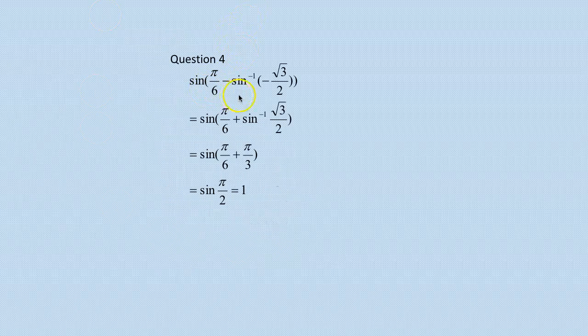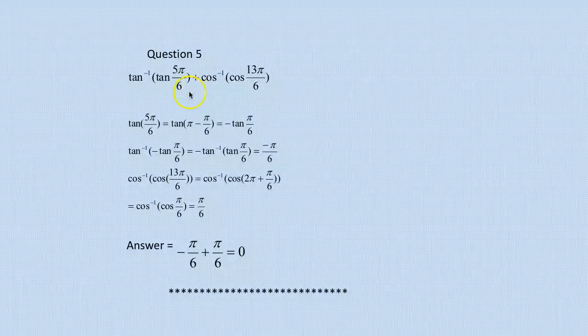So evaluate sin of pi by 6 minus sin inverse of minus root 3 by 2. Sin inverse minus theta is minus sin inverse theta. So this becomes sin of pi by 6 plus sin inverse root 3 by 2. Sin 60, or sin pi by 3, is root 3 by 2. So sin inverse root 3 by 2 becomes pi by 3. So this becomes sin of pi by 6 plus pi by 3, which is sin pi by 2, which is 1.